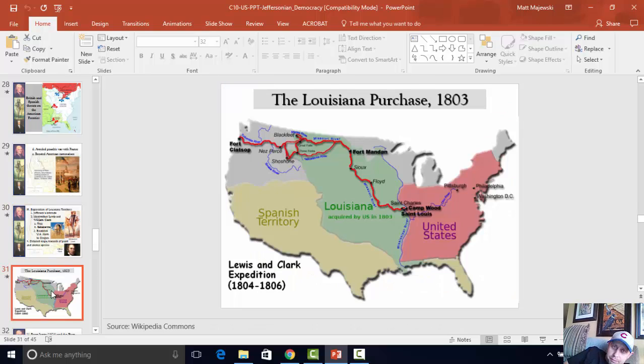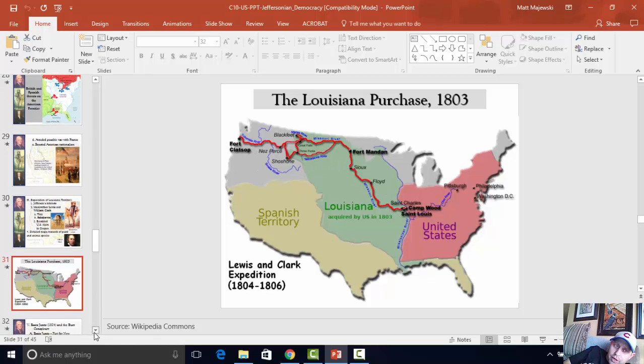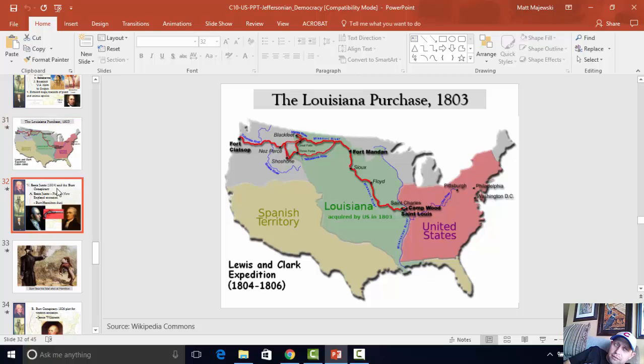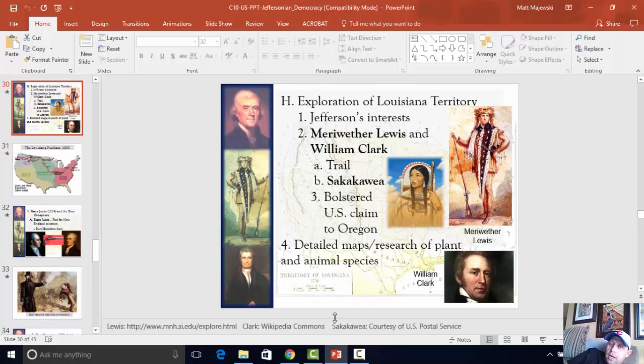It also bolsters the claim to this area, because we're the first ones to really explore it, because we're going to establish this trail, which is going to cause people to move into the area. Later on, when we want Oregon and Washington, we're going to win the rights to that, thanks to the efforts of these guys who had kind of claimed it for us at first. All right, one last thing. They provide us detailed maps and research of the plants and animal species, which is one of the things that Jefferson wanted. He wanted to know, hey, what Indians are there, what plants, what animals, what did we just buy, basically.